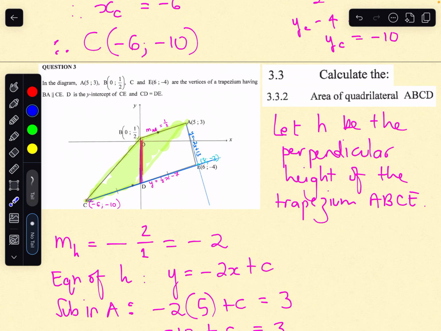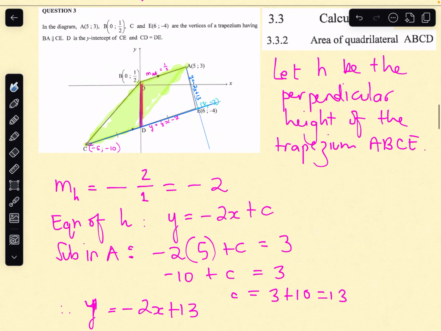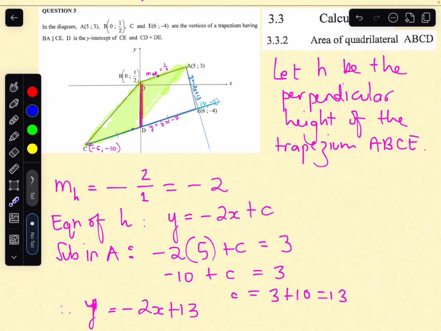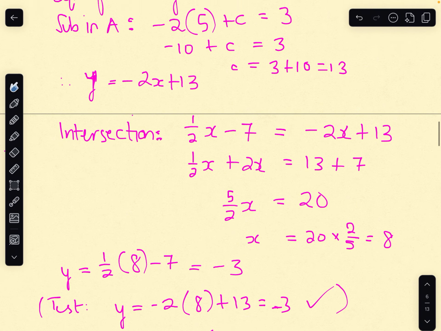So then the equation of the line that H lies on would be y is equal to minus 2x plus c. And then I subbed in the point A, because this perpendicular height is a line that goes through A. So I put in minus 2 times 5 plus c must give me 3. So minus 10 plus c is equal to 3. So c is equal to 3 plus 10, which is 13. So the equation of this line is y is equal to minus 2x plus 13. Okay, happy with that so far.